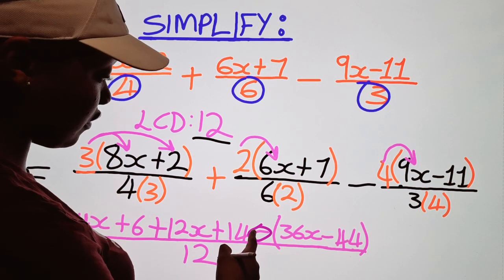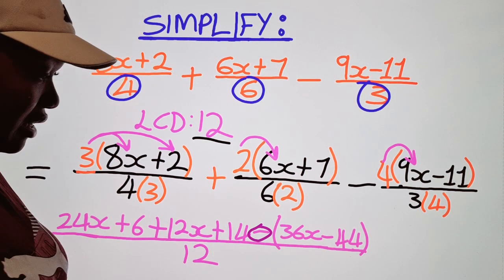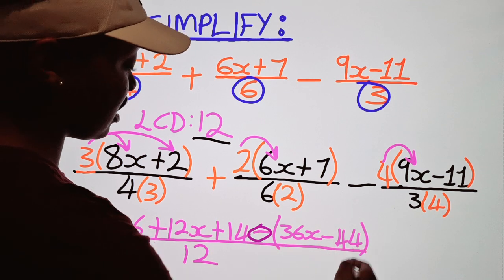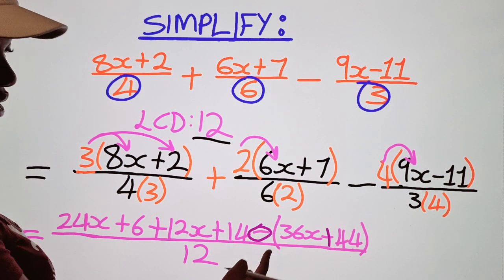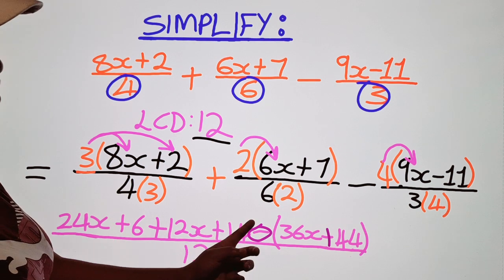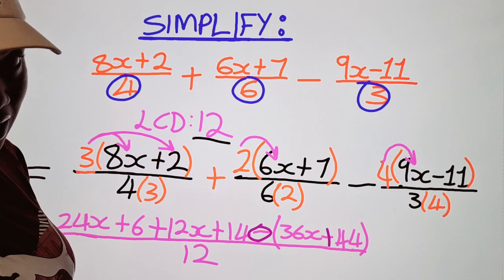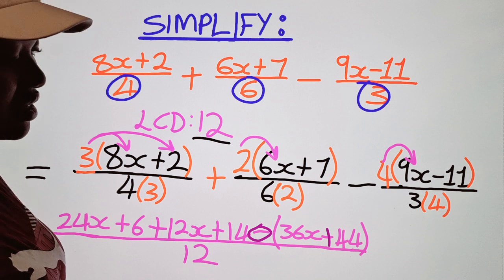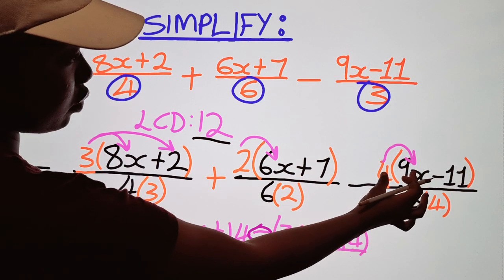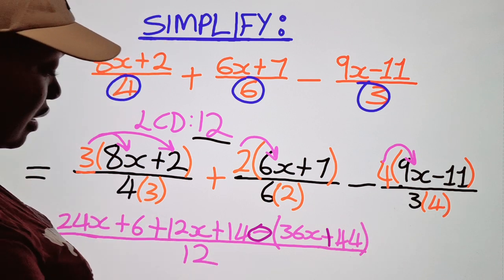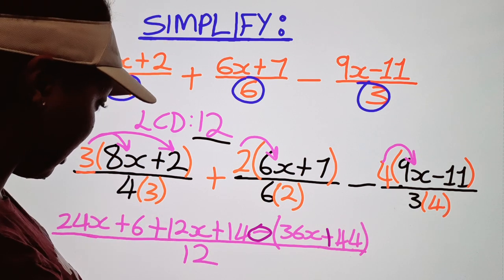So you say negative times 36 is going to be negative 36x. And then negative times negative 44 is going to be positive. Do you see that the sign changes? Even 36 is positive actually, but when we times it by the negative sign, it becomes negative 36. So the negative sign is changing the signs of the numerators that are here. This one it was positive, this one it was negative, but when we times by a negative sign, the signs will change.